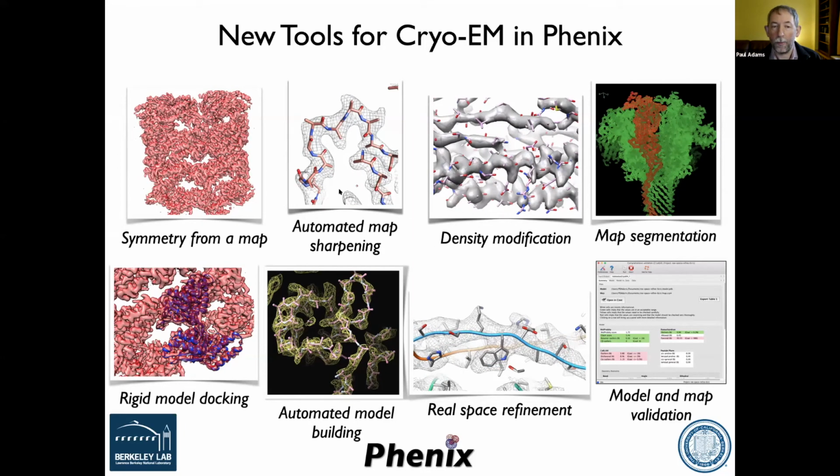So today and tomorrow, we'll hear about map improvement, so sharpening and density modification, automated model building, which I'm sure Tom might talk about, segmentation as part of that. And you'll hear about symmetry as well from the map. And then tomorrow we'll talk about the refinement and the validation. There are some other tools as well, but we don't have time to go through all of those. It might be a topic of a later workshop.